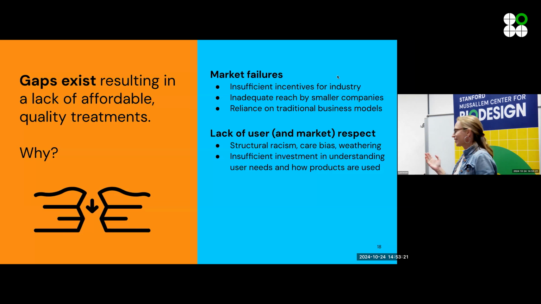All right, to Austin's point, lack of user and market respect. I know that's a little bit edgy, but from work we've done in the US, there's structural racism, care bias and weathering. There's a whole number of issues that have prevented us from really understanding user needs and recognizing disparities in how people are treated, both institutionally and when they come in for care. But I would also say an insufficient investment in understanding user needs, which is what you were getting at.